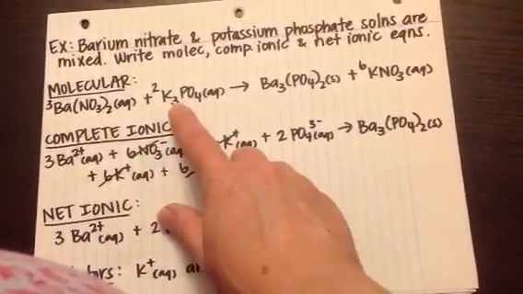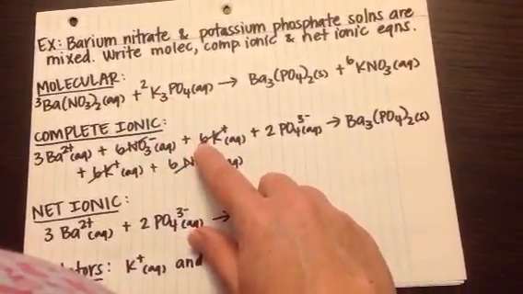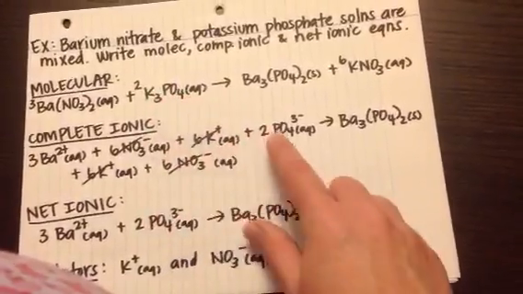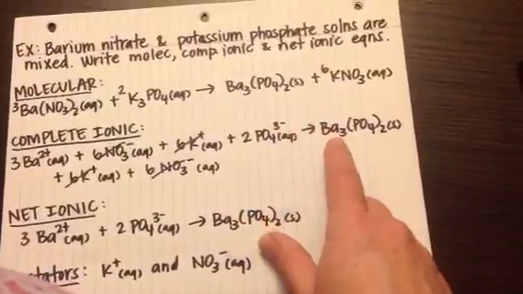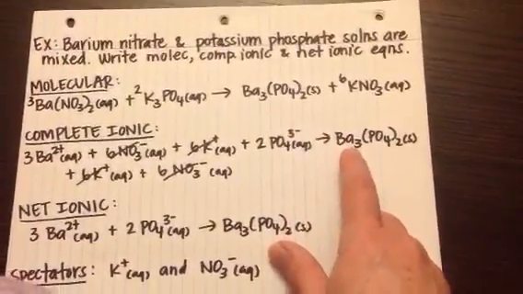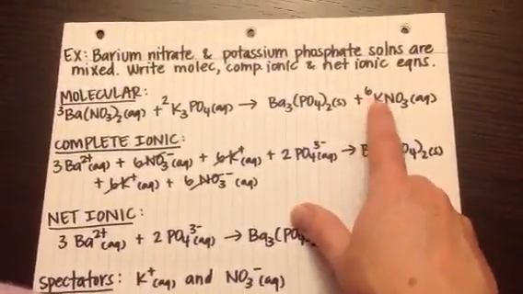Then we're going to do the same thing here. 2 times 3 is 6 K+. 2 times 1 is 2 phosphates. We leave this alone because it's the precipitate, so that means it's not split up into ions. And then we're going to split this one up as well.